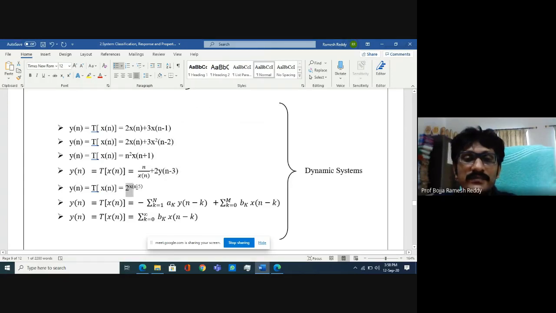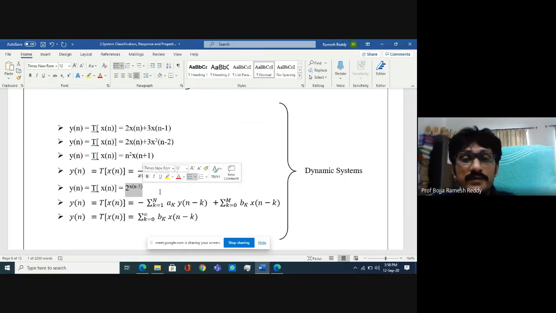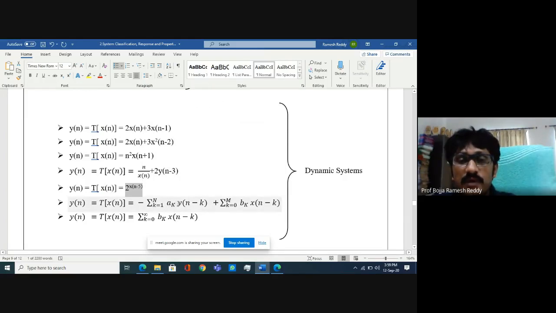x of n minus 5, n minus 5 means what? Past input again, which is a memory. Next, y of n minus k is past output, x of n minus k is past input, past, that's why it is dynamic.